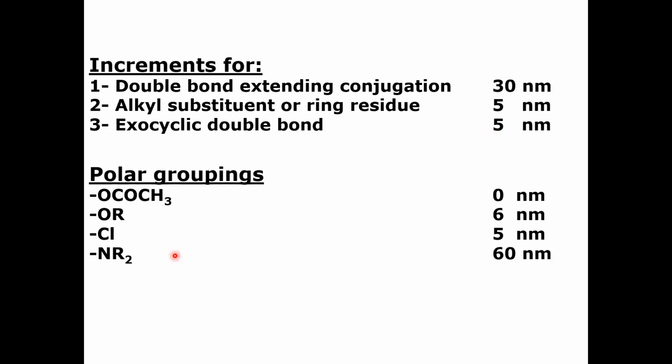However, further polar groupings may be present on the chromophore, such as, for example, ester, ether, halogen, and amine. We will provide the students with the values of the effect of these additional groups to solve the problems. In this case, we will provide the value by which the chromophore lambda max will be increased for each group.